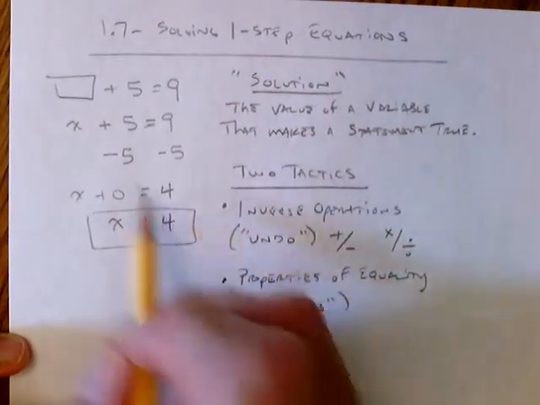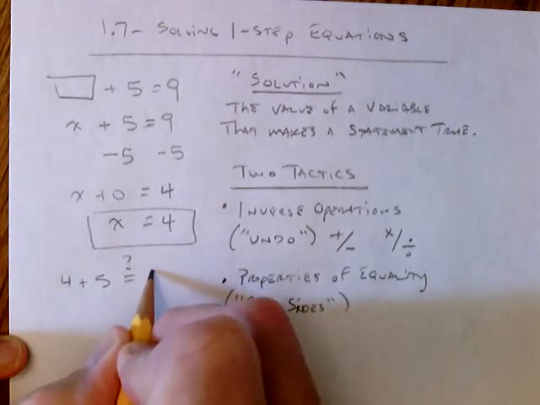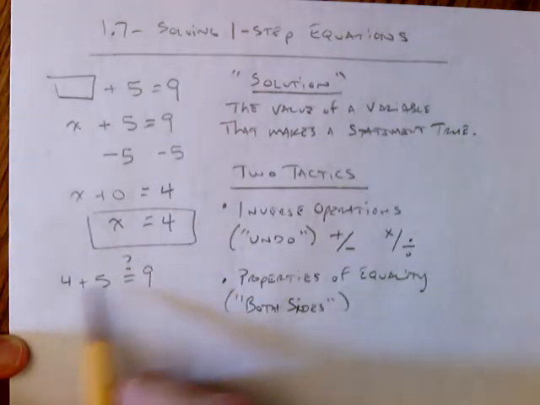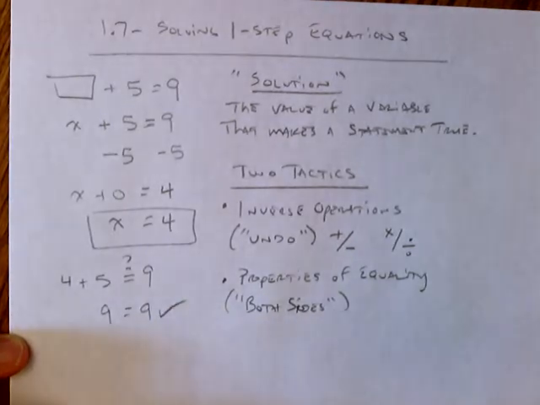Well, if this is my solution, if I substitute it back into this expression, it should make a true statement. So is 4 plus 5 equal to 9? So I simplify the left side, and I see that it's obviously 9.